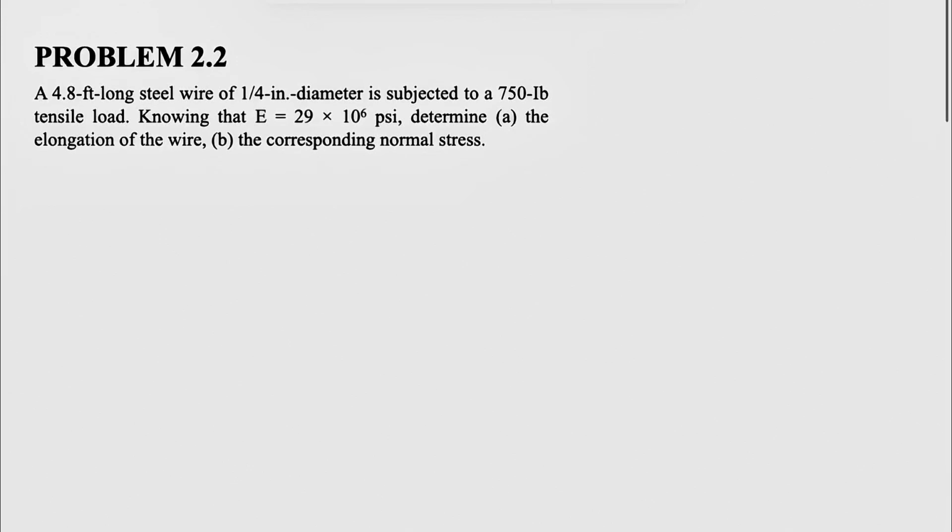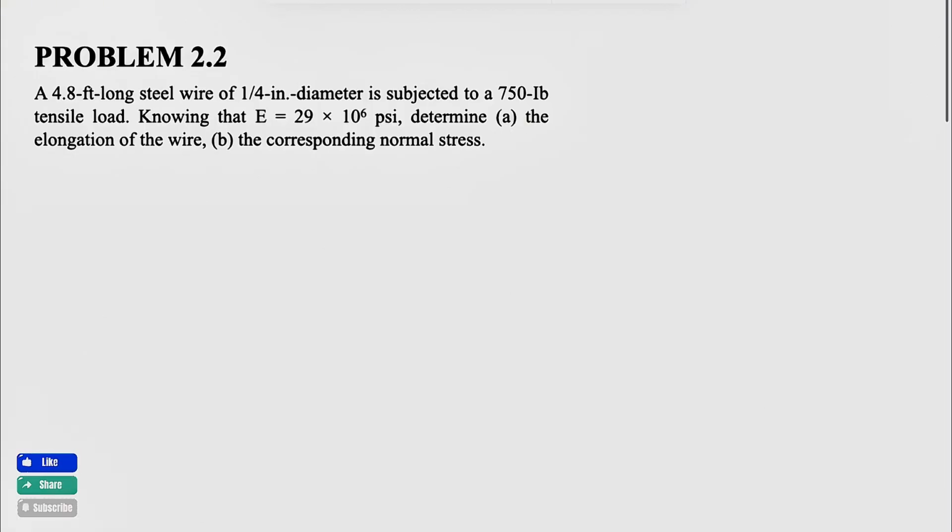Alright guys, we're going to be solving the second question from chapter 2 of the mechanics of materials. In this one we have a 4.8-foot long steel wire of 1/4 inch diameter that is subjected to a 750 pounds tensile load. We know that the elastic modulus is 29 times 10 to the 6 psi, and we need to determine in part A the elongation of the wire and B the corresponding normal stress.